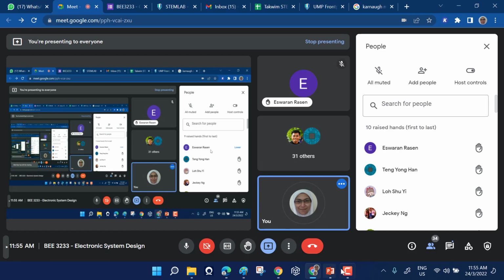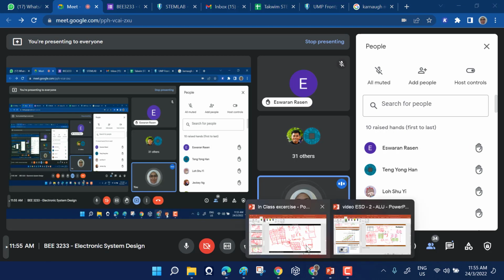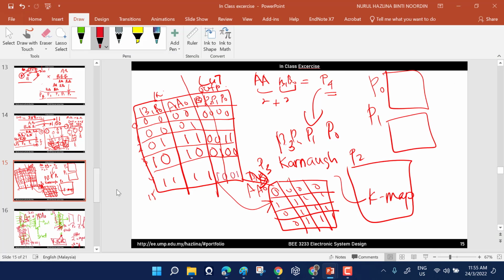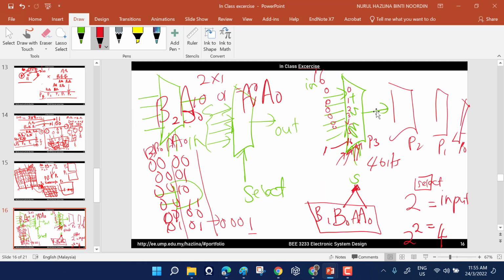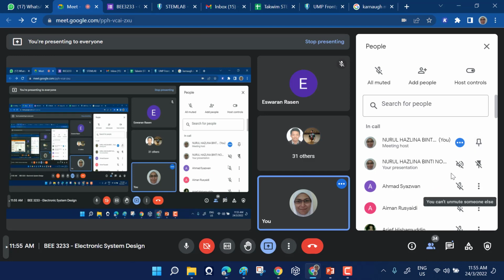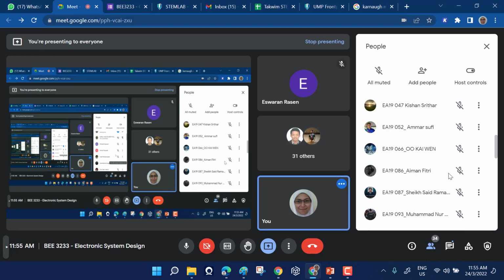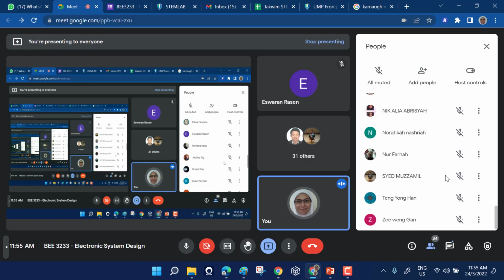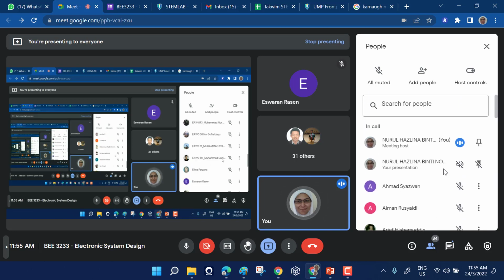Okay, thank you. The last one before we dismiss today. Can you please put your hand down and raise your hand if you could understand how you can implement this circuit into a multiplexer? If you know how to implement this into a multiplexer, can you raise your hand? No. Okay, alright. It's okay.